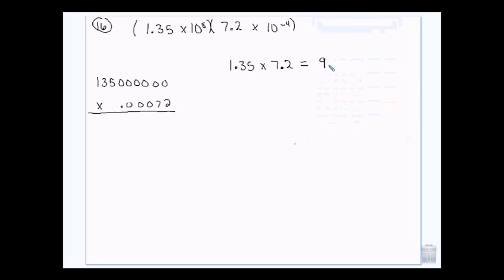So it's 9.72. This is the decimal part. And then the exponent part, I'm going to do 8 plus -4. It's going to give me 4. So my answer is going to be 9.72 times 10 to the 4th. And I did not have to do all this mess. So that's the beauty of scientific notation. It allows us to take these shortcuts.